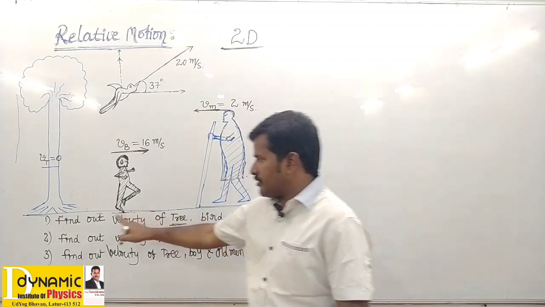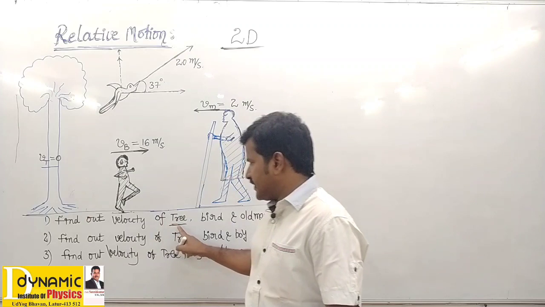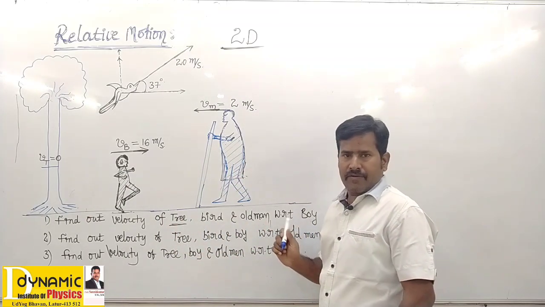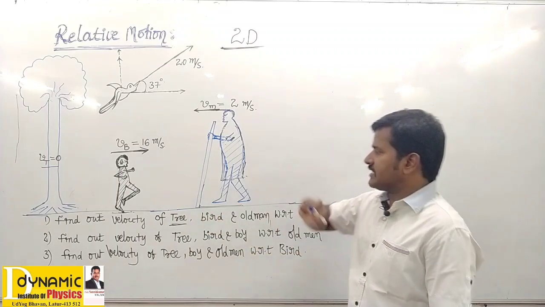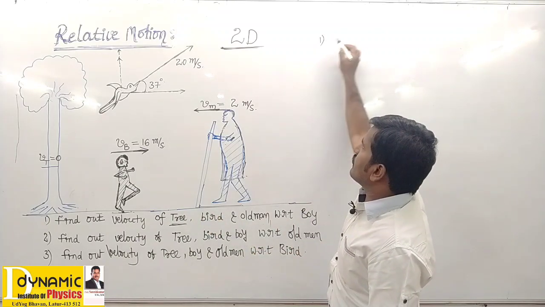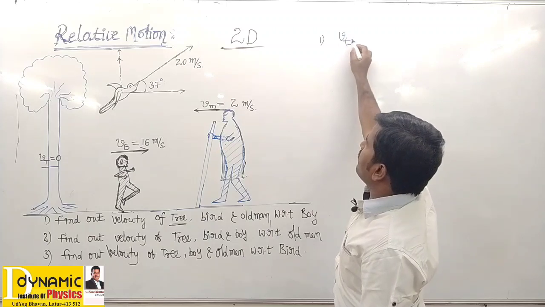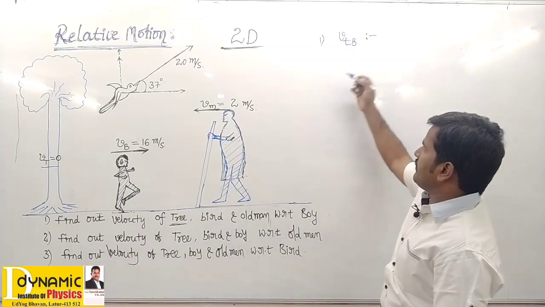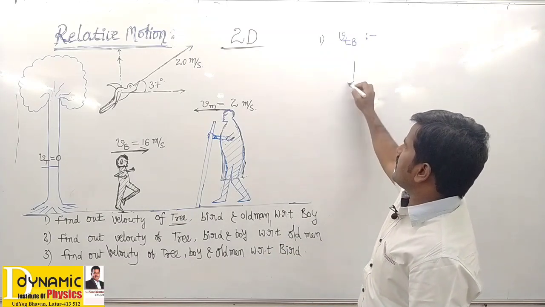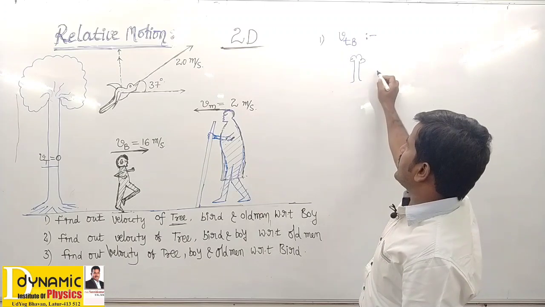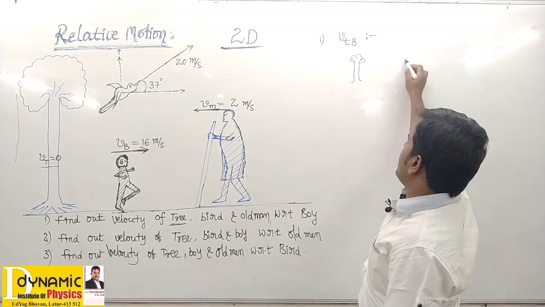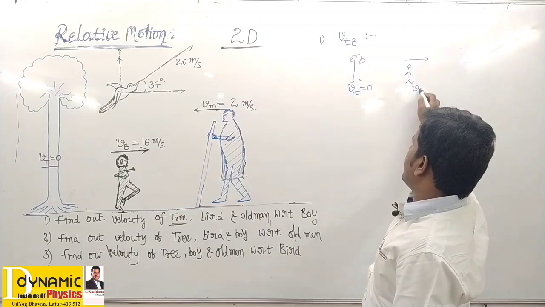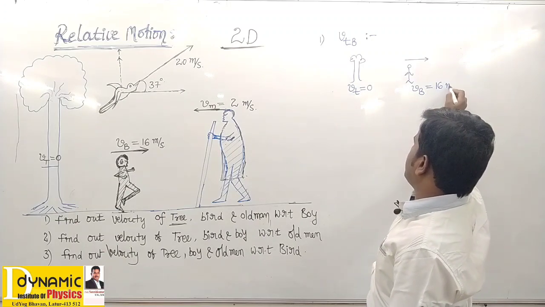For the first question, we want to find the velocity of the tree, bird and old man with respect to the boy. First, the velocity of the tree with respect to the boy. So this is the tree and this is the boy. The boy moves away. Velocity of the tree becomes 0. Velocity of the boy is 16 meter per second.